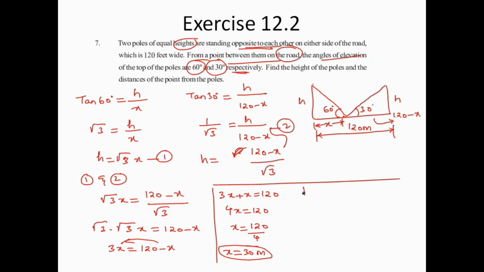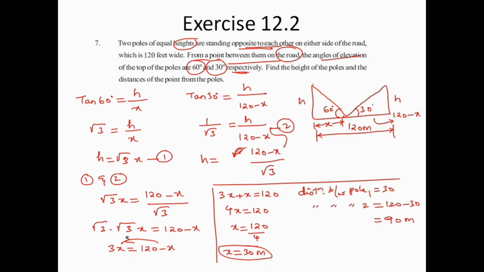So let me work out the distance between the poles. Pole 1 is how much? 30. Distance of pole number 2 is how much? 120 minus 30. This would be giving me around how much? 90 meters, right? That's your feet per meters. Okay.